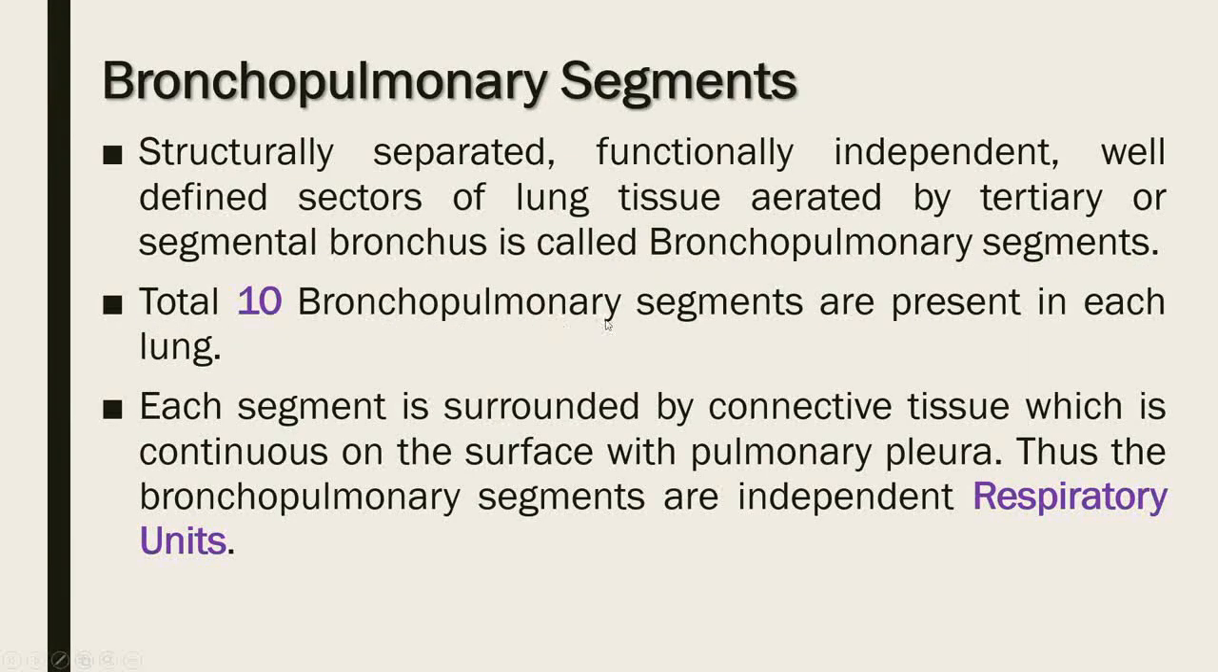A total of 10 bronchopulmonary segments are present in each lung. Each segment is surrounded by connective tissue which is continuous on the surface with the pulmonary pleura. Thus, the bronchopulmonary segments are independent respiratory units. That means each bronchopulmonary segment is separated from the others by connective tissue, and that's why they can work individually or as a respiratory unit.